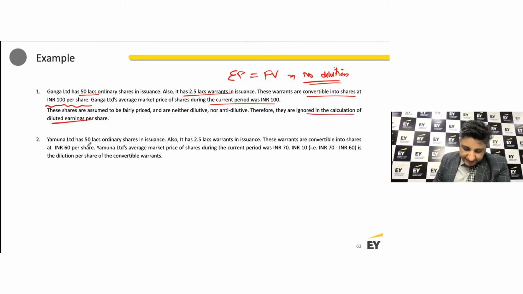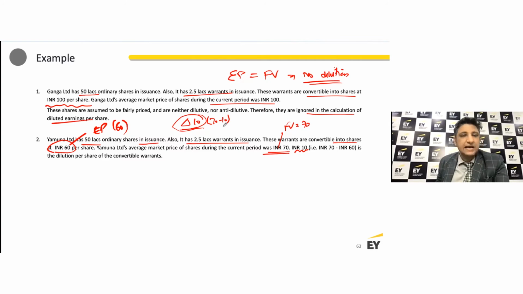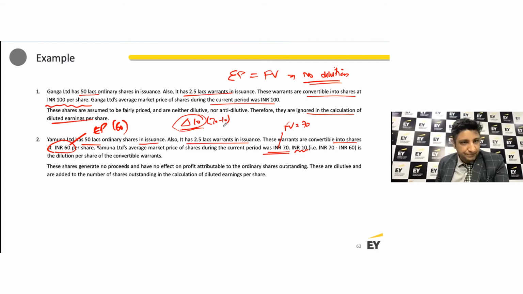Let's have a look at the second scenario. It says Yamuna has 50 lakh ordinary shares in issuance. It also has 2.5 lakh warrants, and these warrants are convertible into shares at 60 rupees. Now, this is the exercise price, which is 60. The average market price is 70 rupees, which means that there is a 10 rupees differential. So this is the fair value, which is 70. So the delta of rupee 10, the difference between the average market price and the exercise price, is resulting into the dilution, and that's something that we need to consider.